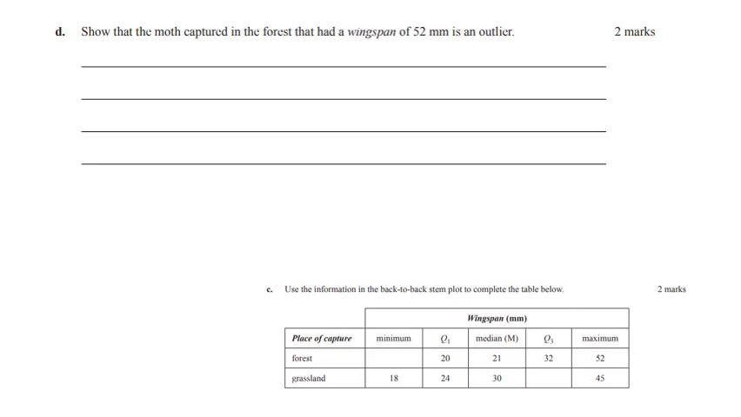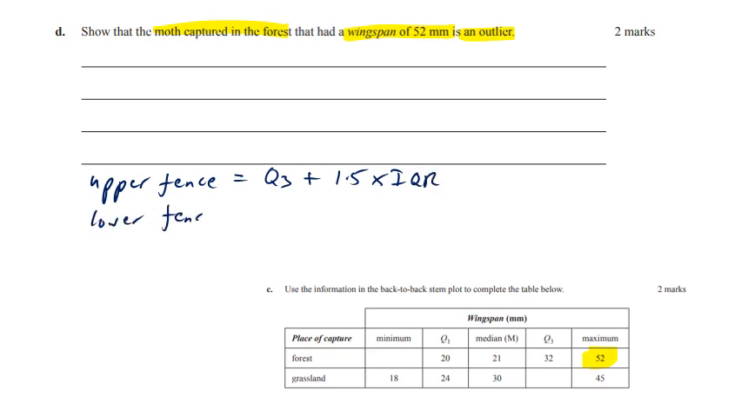Okay, so we need to show that the moth captured in the forest that has a wingspan of 52 millimeters is an outlier. That's this guy down here. I just repeated the data from question C. So let's think about what an outlier is. An outlier is either above the upper fence or below the lower fence. An upper fence equals the third quartile plus 1.5 times the IQR, and the lower fence equals Q1 minus 1.5 times the IQR.